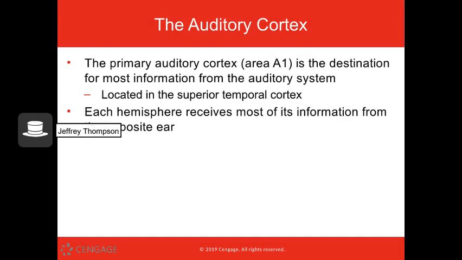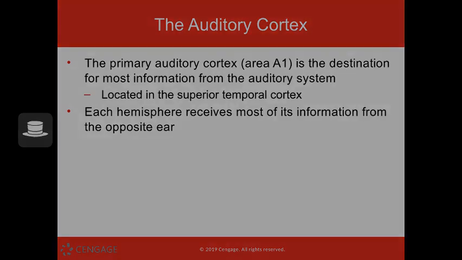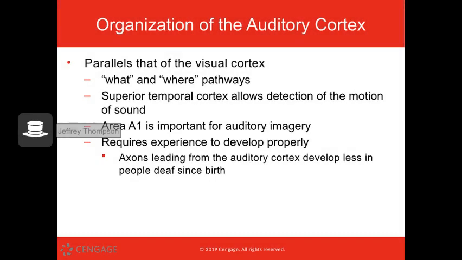So the primary auditory cortex, area A1, is the destination of most of our information from our auditory systems. It is located in our superior temporal cortex. Each hemisphere receives most of its information from the opposite ear. If you remember our visual cortices, it's very similar to that. We have our what and our where pathways. Our superior temporal cortex allows us to detect the motion of sound.